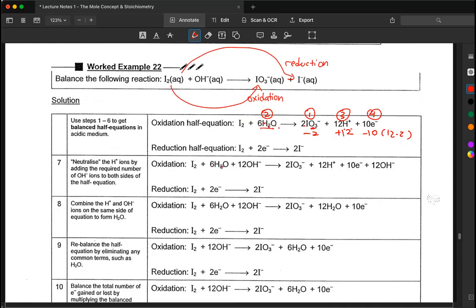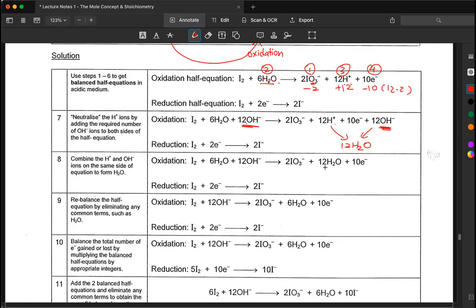The next step is to neutralize, because you see this is alkaline medium. You need to neutralize the H plus by adding the required number of OH minus to both sides, because you don't want the H plus to be there. It's an alkaline medium, they already said. So what you do here is that you put these two here. These are the two, so that these two become water. H plus and OH minus become water, so that you have OH minus on the left hand side, alkaline medium. There you get this one.